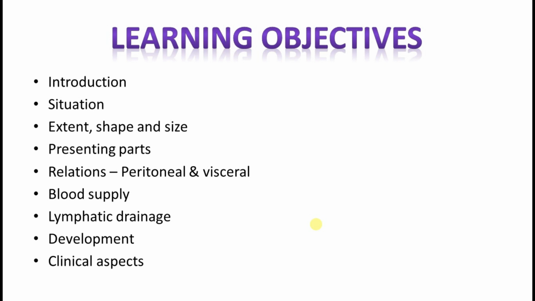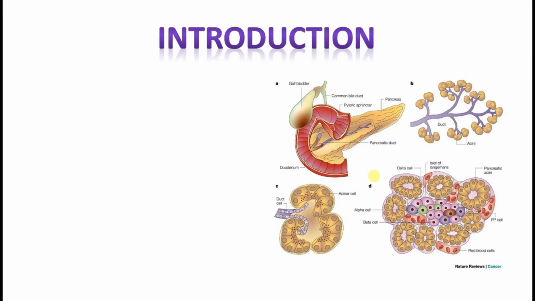Now, first of all, what is the pancreas? The term pancreas means all flesh. Pan means all, like pan India, all India. So pan is all and creas is flesh. It is a soft, fleshy, lobulated organ, and the connective tissue component is actually very minimal or scanty.